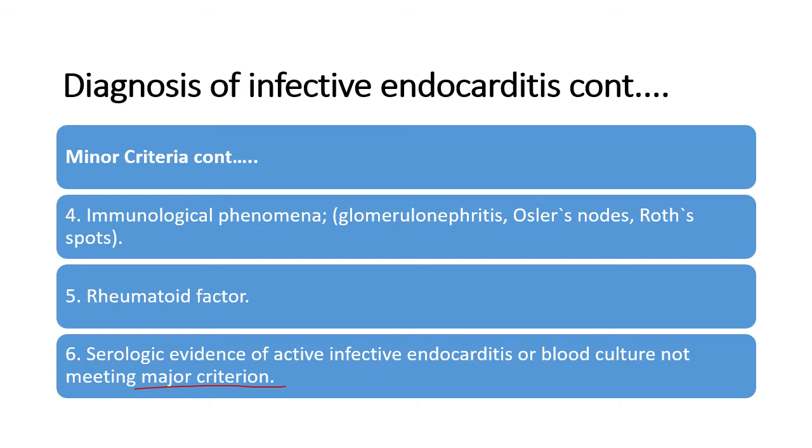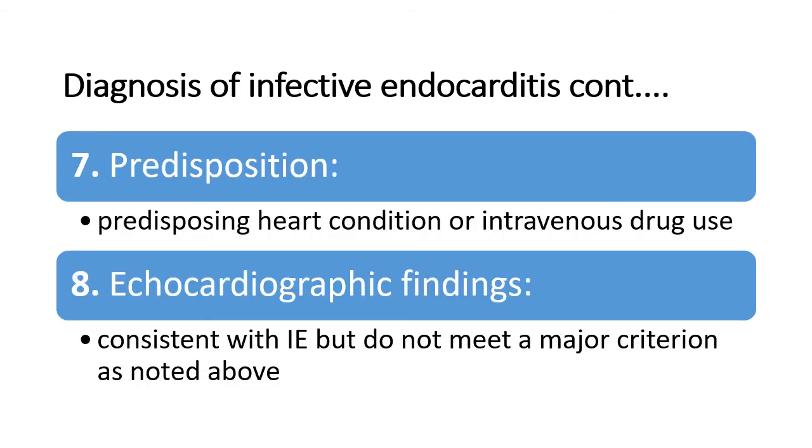So because it has not met major criteria, it becomes a minor criterion. Number 7 is the predisposing risk factor. For example, when you have any condition of the heart which leads to predisposing of the heart to infective endocarditis, such as a prosthetic heart valve, or any other valvular disease, or a septal defect. So these are all risk factors for developing infective endocarditis.